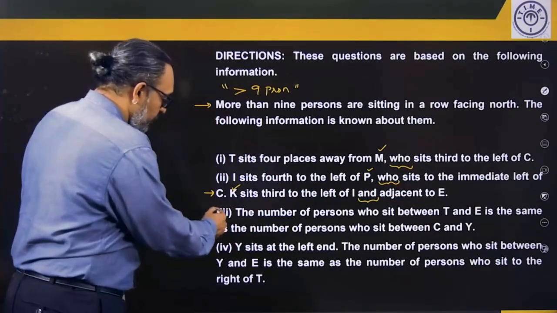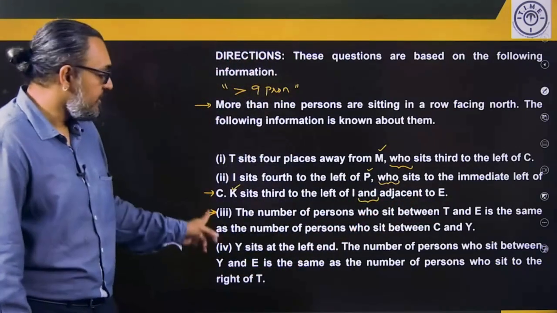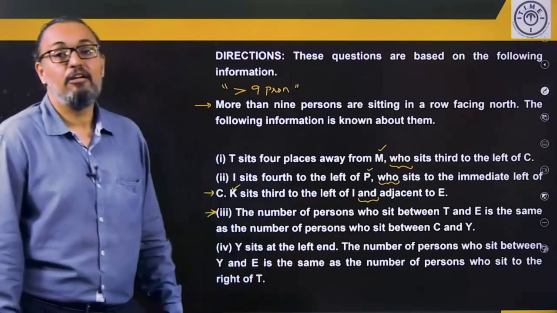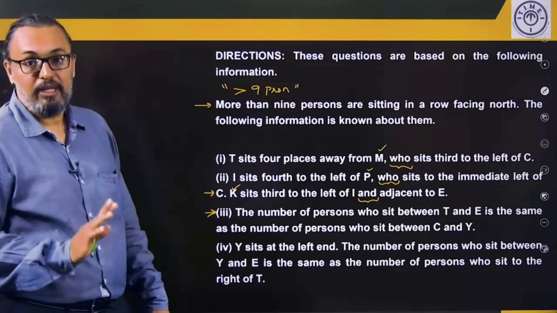Then condition number 3: The number of persons who sit between T and E is the same as the number of persons who sit between C and Y. So between T and E, how many are there? C and Y also need that many persons.